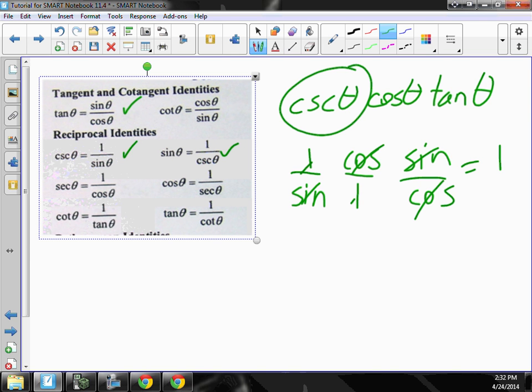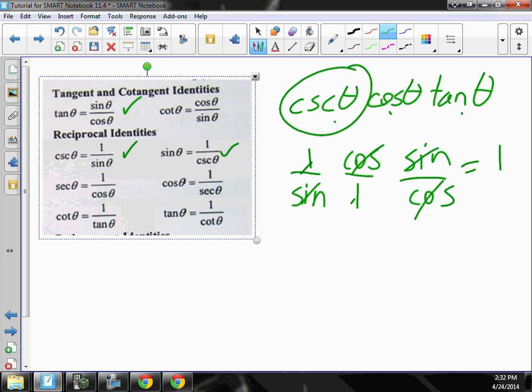So if you had the cosecant of 10 degrees times the cosine of 10 degrees times the tangent of 10 degrees, the answer is going to be 1. And if you change that 10 degrees to some other angle, it's still going to be 1. So whenever you have cosecant times cosine times tangent of the same angle, it's just 1.